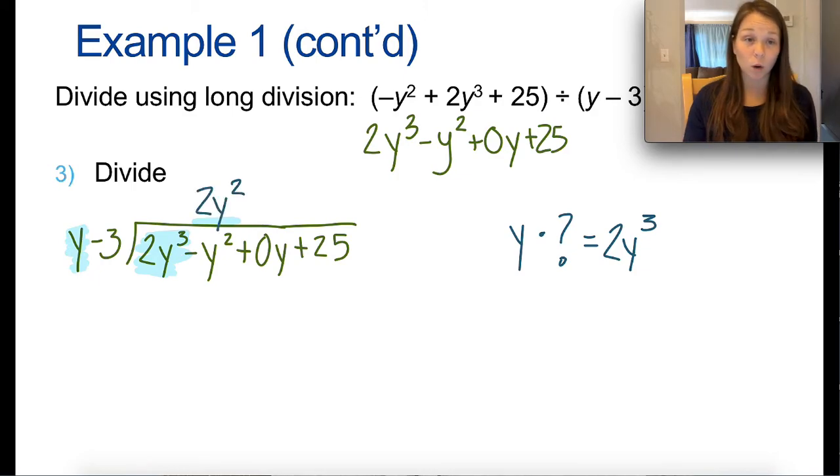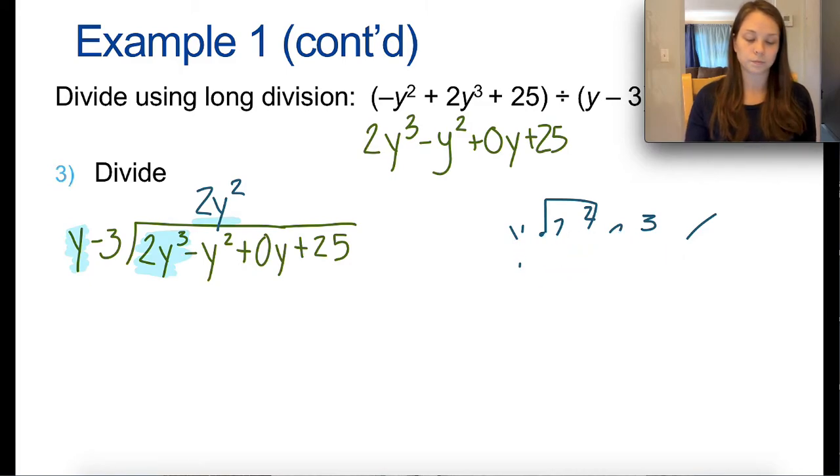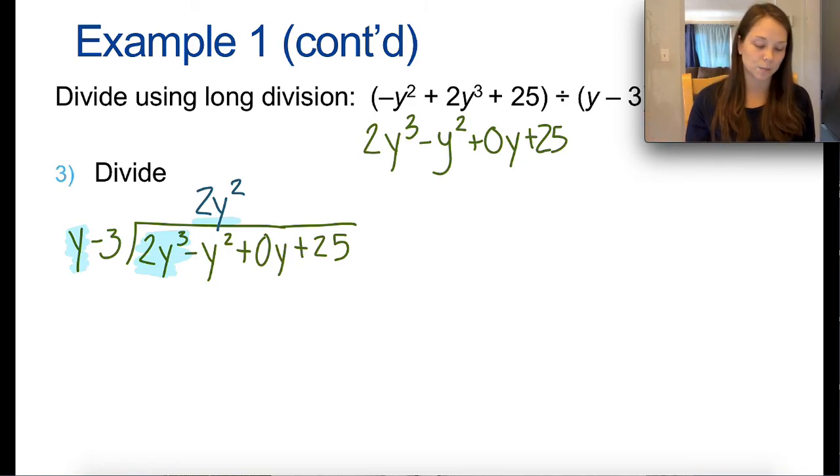And I can check my work, right? If I were to replace this question mark I wrote over here with 2y squared, does it work? Y times 2y squared, does that give me 2y cubed? Yes, it does. So I know that 2y squared is going to be the first part of my quotient. All right, I'm going to erase this off to the side because I'm going to show you more of my thought process and I don't want to run out of space.